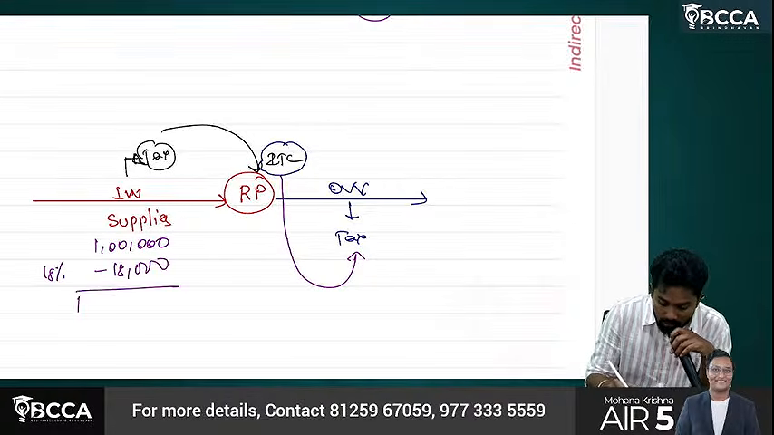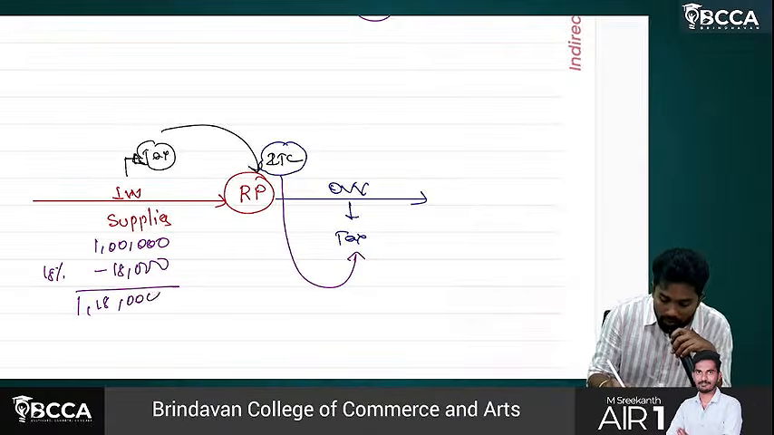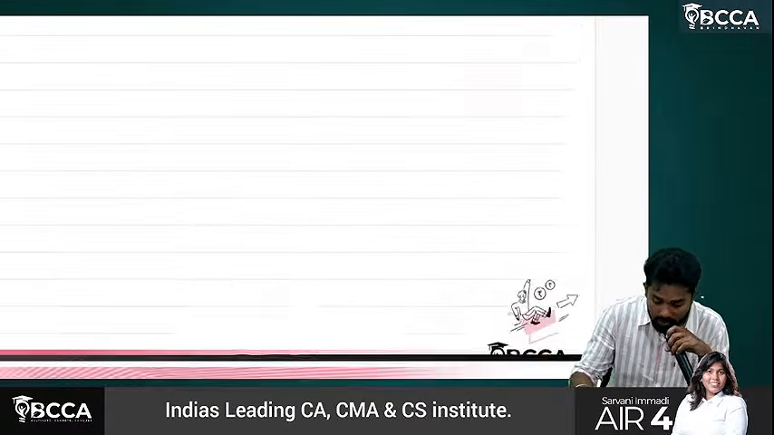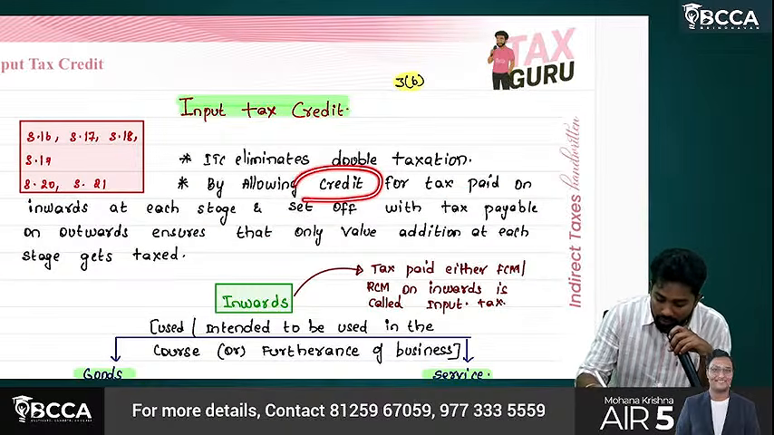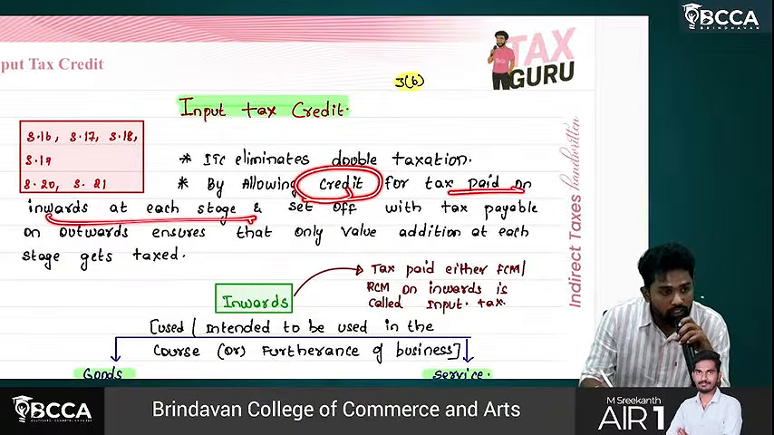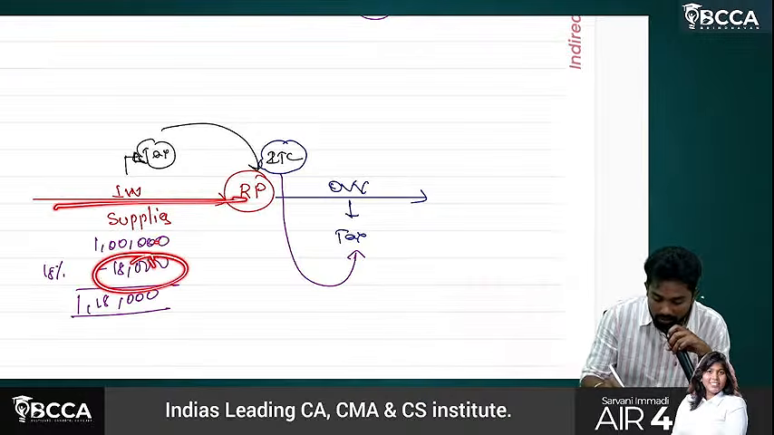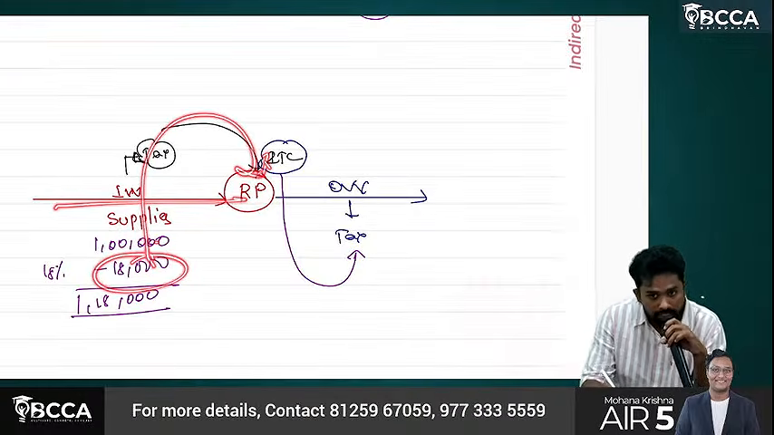18,000. So total 1 lakh 18. Now what? On inward supplies, the tax element can be availed as what? ITC. Look at this sentence: allowing credit for tax paid on inwards at each stage. So at each stage, the tax on inwards, 18,000, is taken as what? Credit.